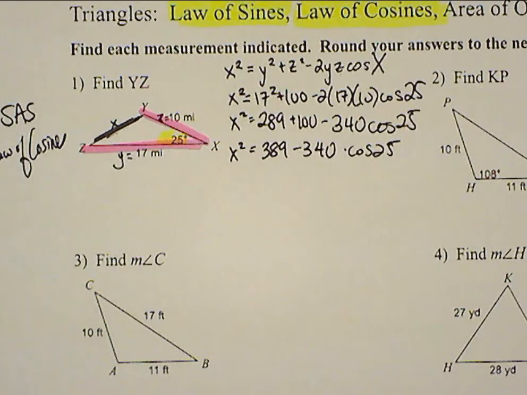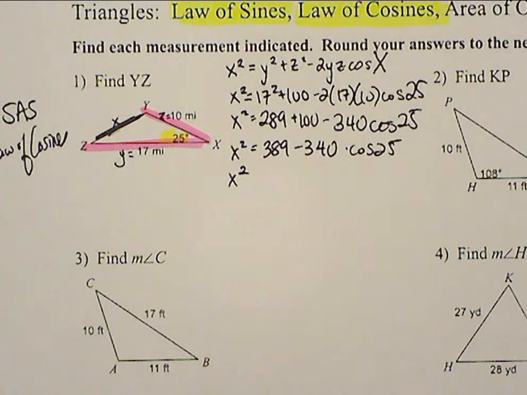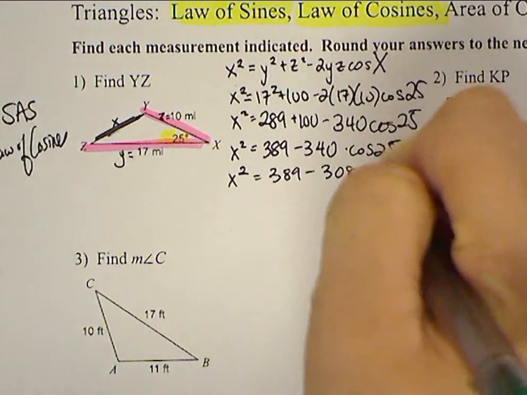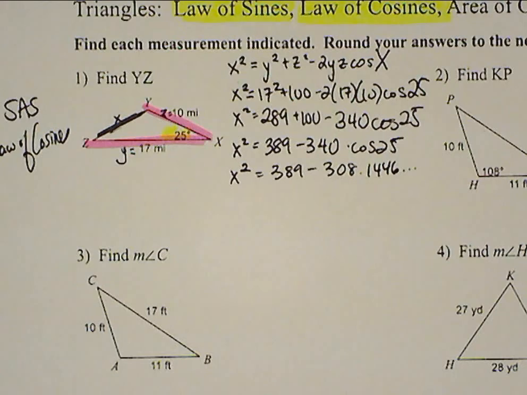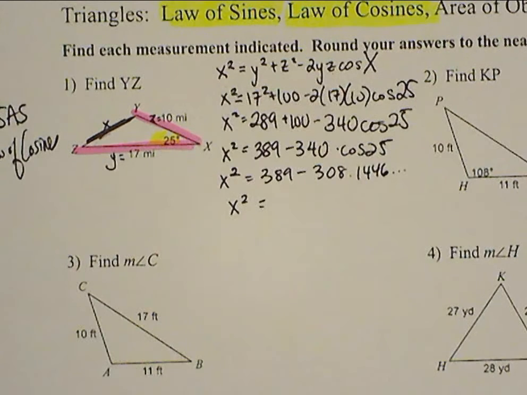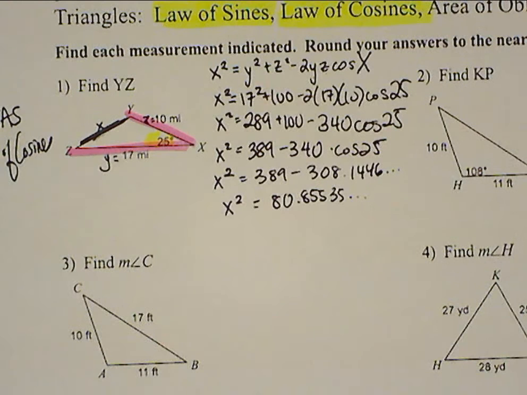You multiply before you subtract. So 340 times cosine of 25, if you have a calculator, go ahead and do that. 340 times cosine of 25 is 308.1446... I'm just going to put dots. Now can I subtract? Yes. And I'm going to get 80.85535... I'm not going to round off early, because if I round off early, it's like playing telephone, and at the end you're going to get the wrong message, a rounding error.